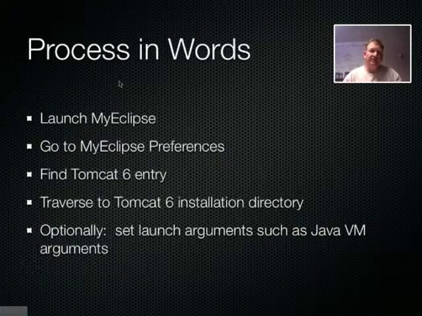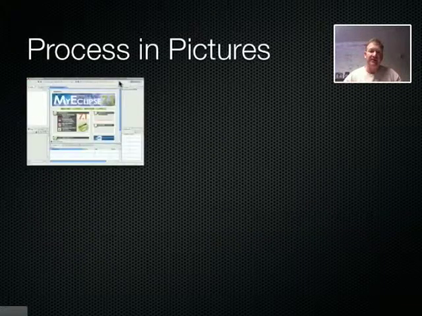Let's look at the process in words. What we're going to be doing today is we're going to launch the MyEclipse environment, then go to the Preferences panel for MyEclipse and find the Tomcat 6 entry. At that point, we're going to associate the directory where we've installed Tomcat 6 with MyEclipse, and then we're going to set some arguments that may be passed on to the Java virtual machine when we launch the Catalina or Tomcat environment.